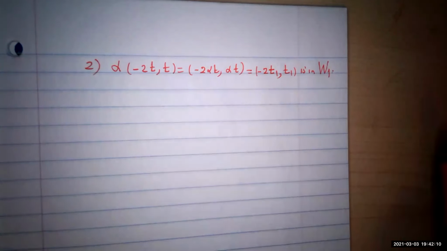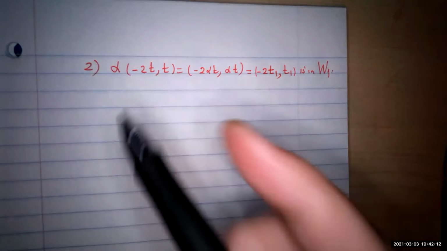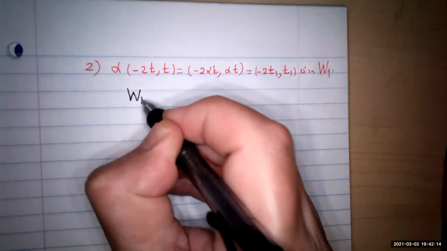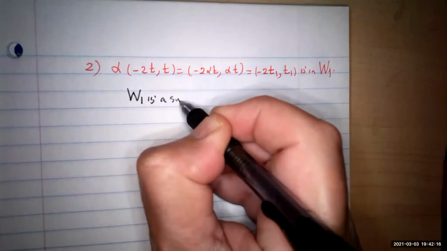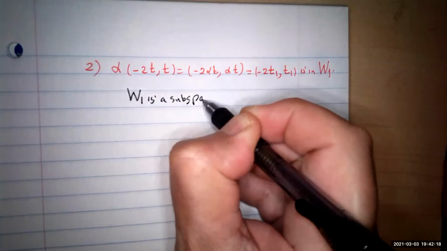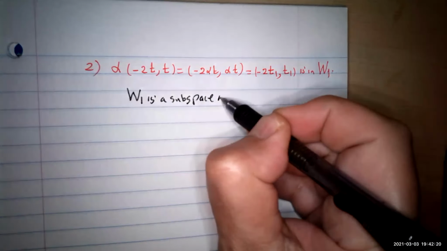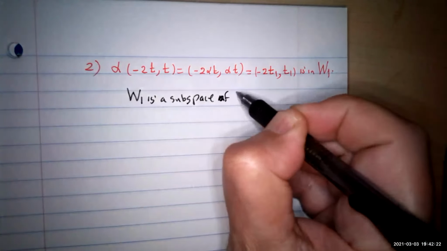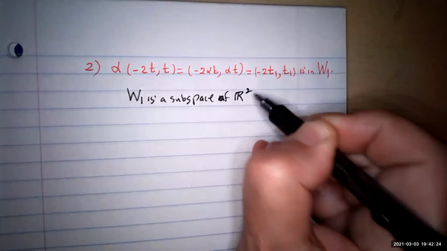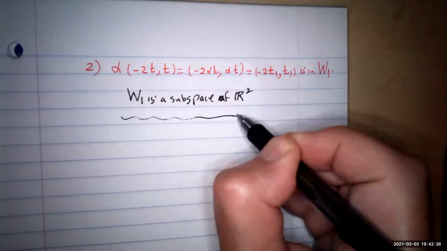So W1 is a subspace. W1 is going to be a subspace of R2. So this is W1.